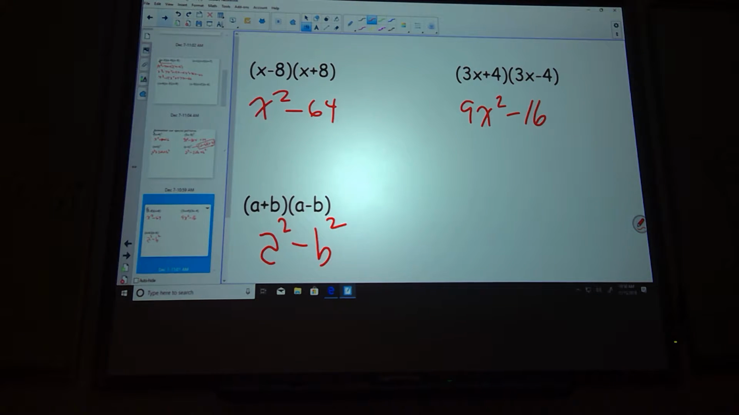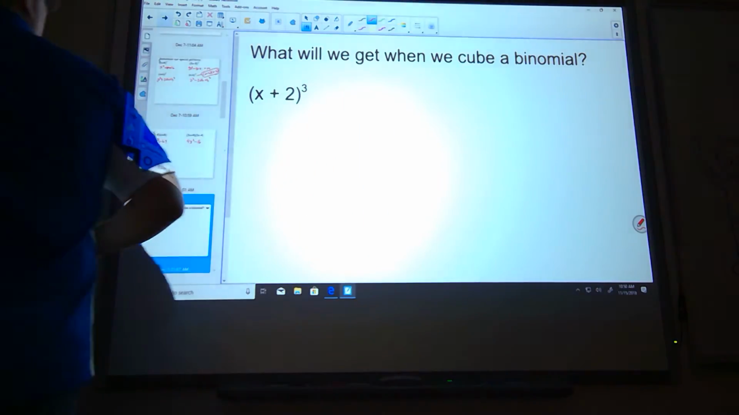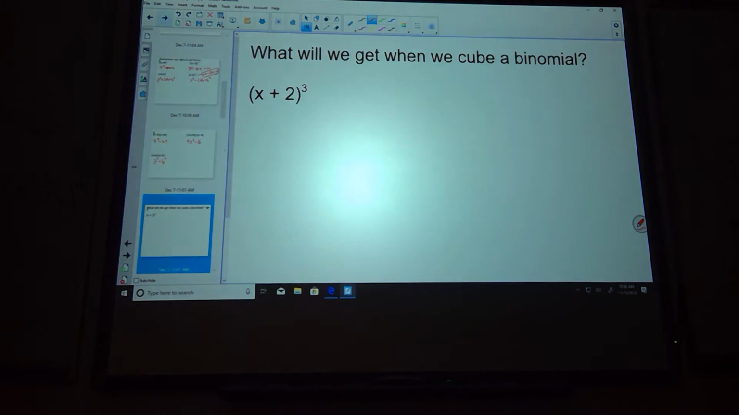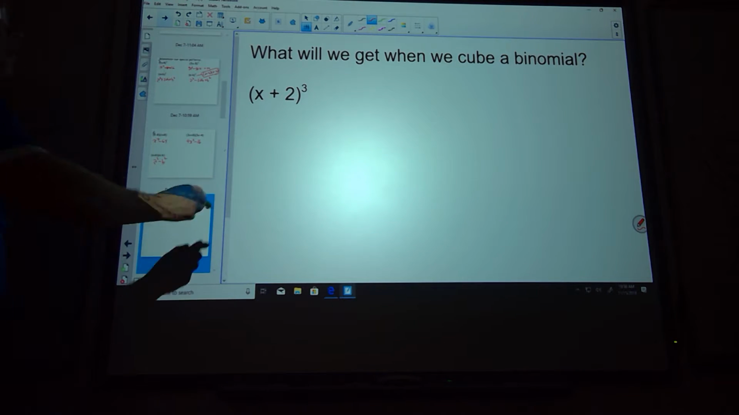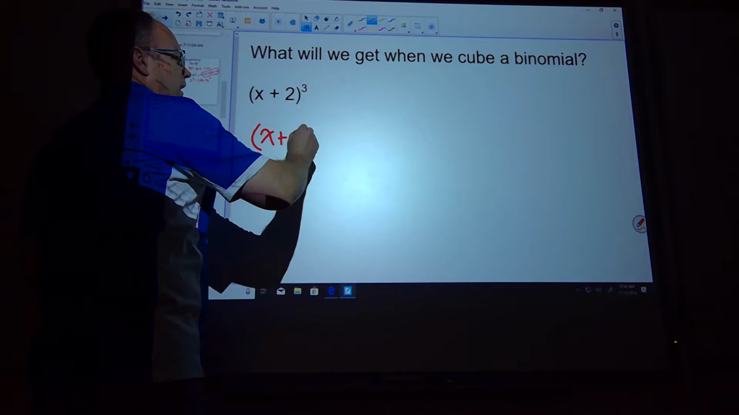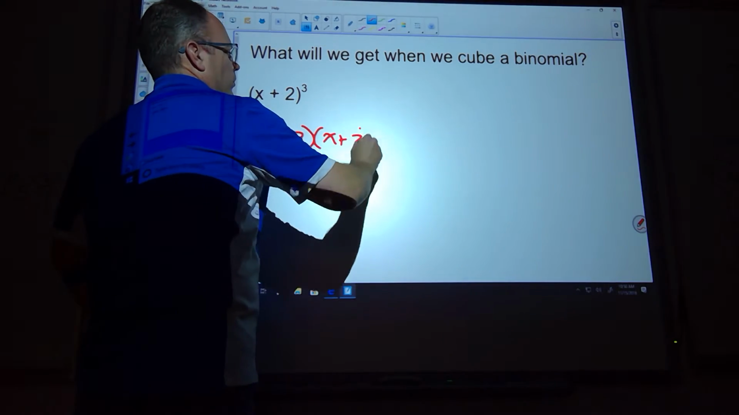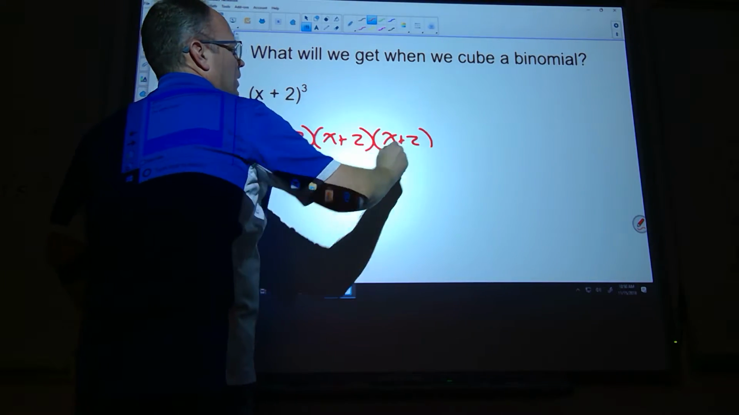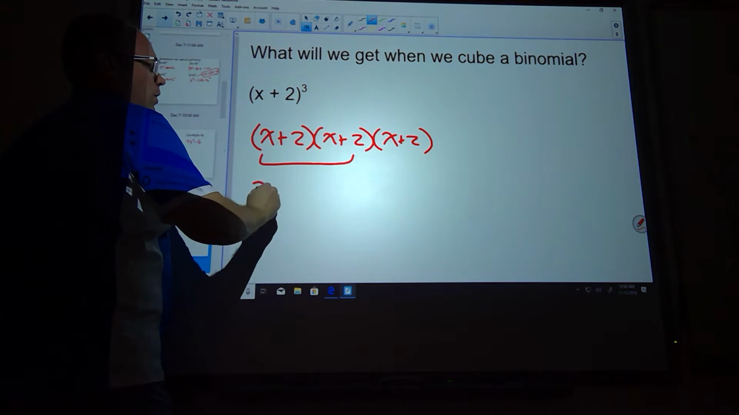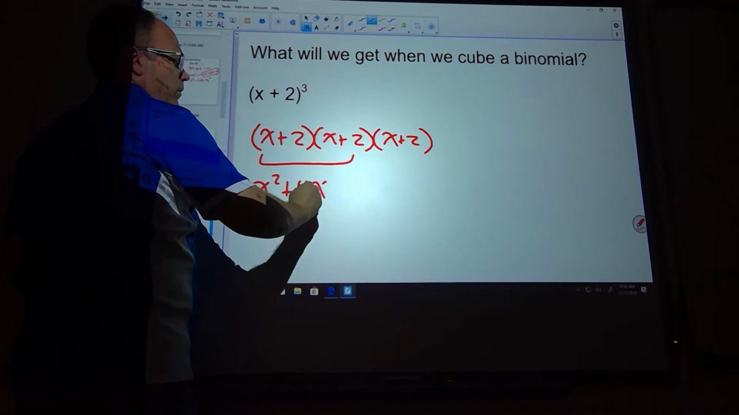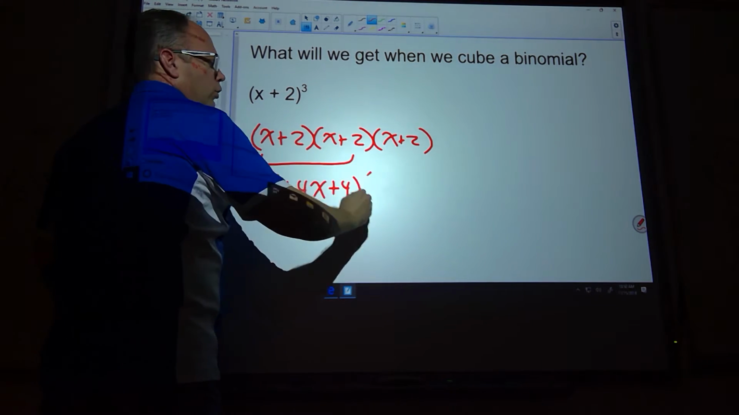We good to go? Can I move on? Okay. All right. So what do we get when we cube a binomial? Okay. So I'm going to work this once like this. Okay. So I'll multiply these two. And multiply by this.